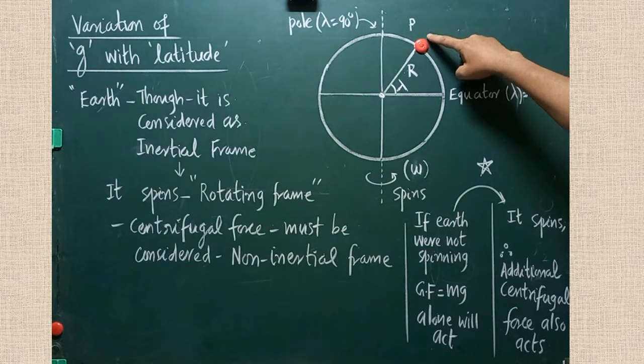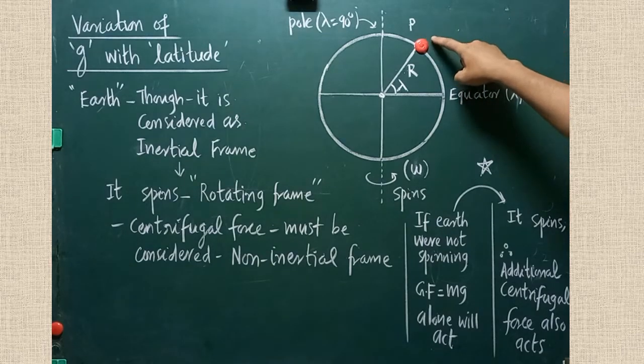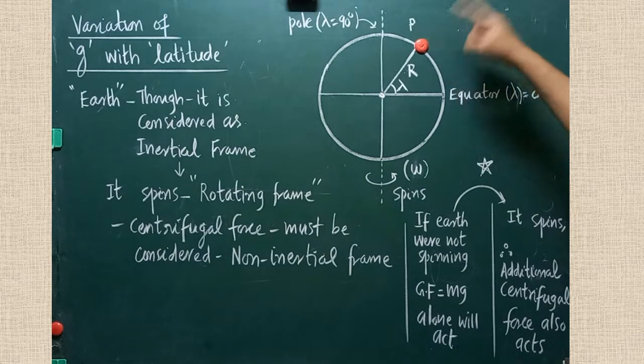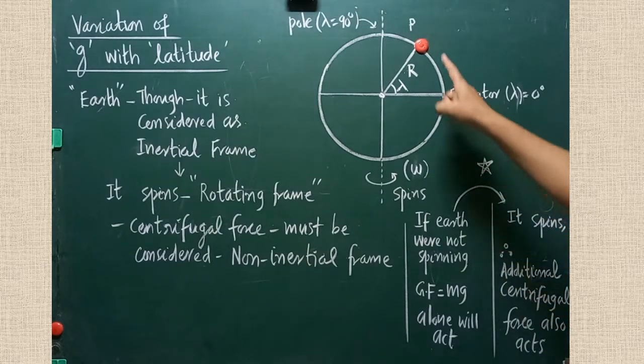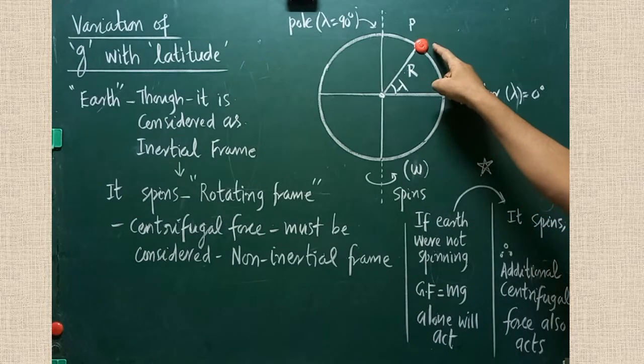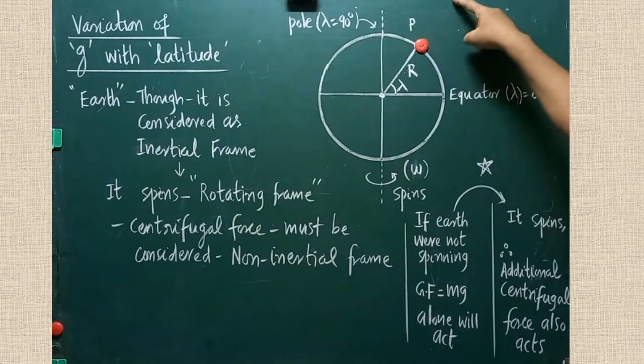The centrifugal force that is acting in this direction. Are you clear? That centrifugal force is acting in the opposite direction of mg. Are you clear? So additional centrifugal force is acting. You have to understand the concept. Are you clear? So whenever the earth spins, which one is acting? The centrifugal force that is acting in this direction, its horizontal component must be taken.